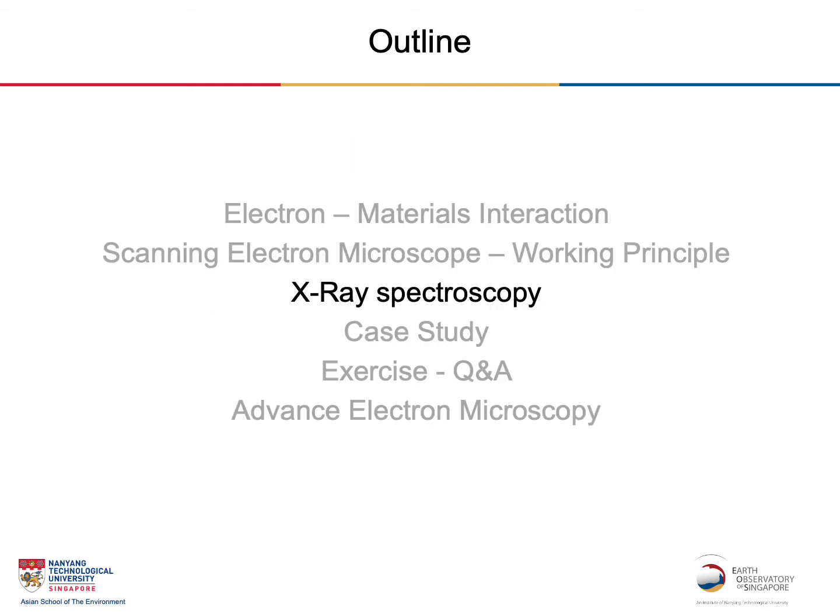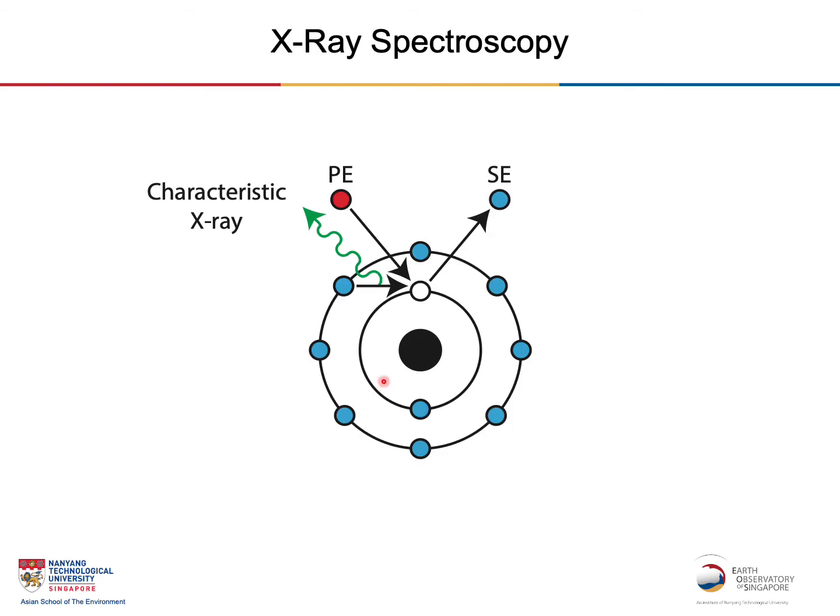Now let's move on to X-ray spectroscopy. A little bit of a refresher about the characteristic X-ray that we discussed earlier: it is basically extra energy released by the transition of an electron from a higher energy state to a lower energy state. The energy is released in the form of a photon, and the energy transition is unique to a certain kind of material.